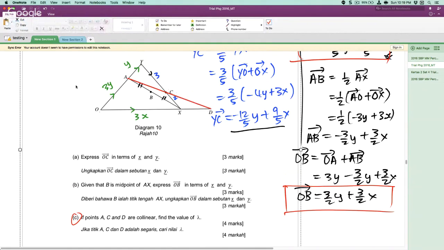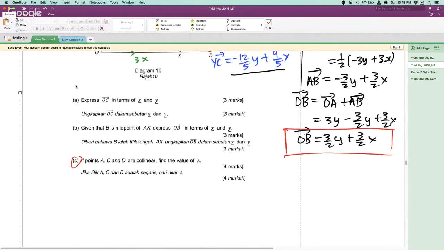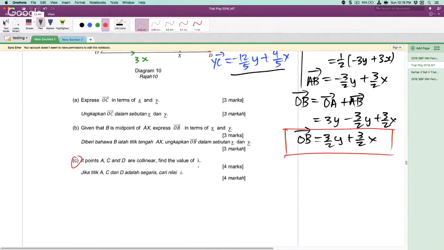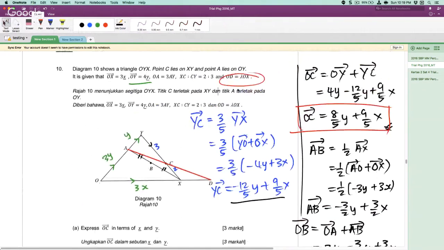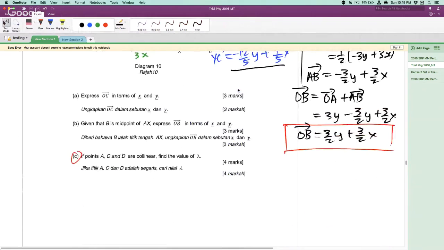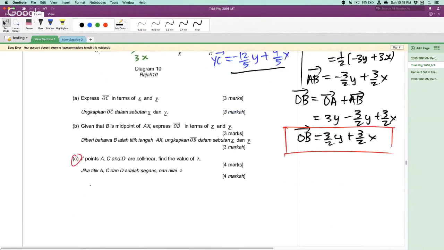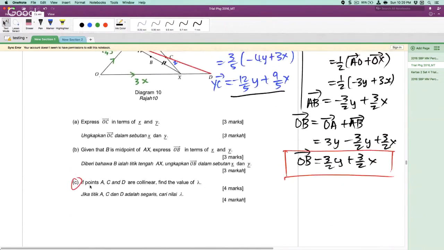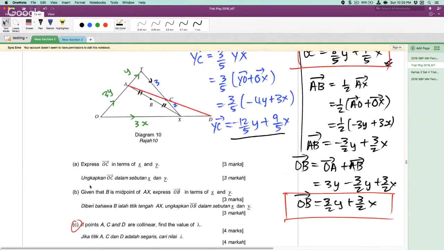So you will need to find the value of lambda. Since A, C, D are collinear, I will need to form an equation. But since we already used lambda above, with OD equals lambda OX, I will not use lambda again. I will form the equation which I think is easier to solve. I can easily get AC. Do we have AD? Let me see. A to D, yeah, A to D should be.